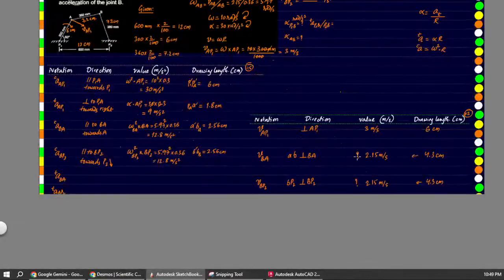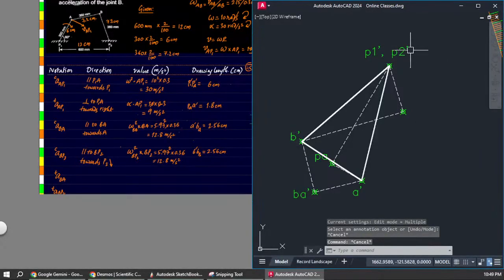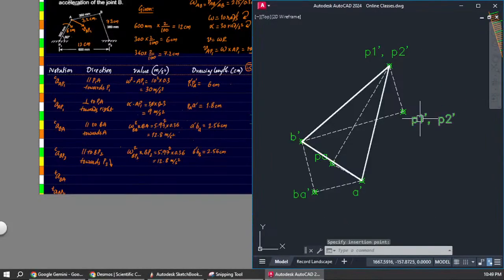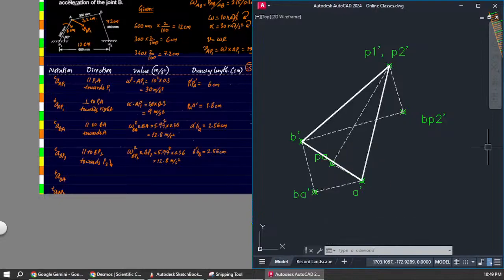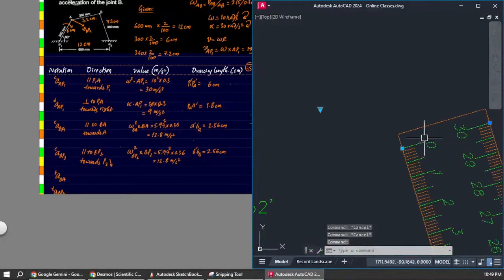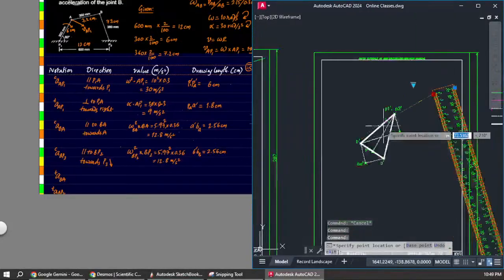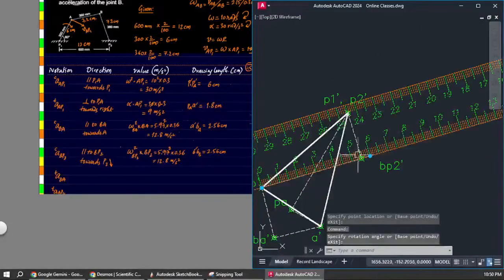There's no point C here. Point C is not at all there, so this point is B dash. Okay, and this is the temporary point BP2. BP2 dash. Okay, so BP2 dash is this length. This length we will have to measure. So this length we'll have to measure.